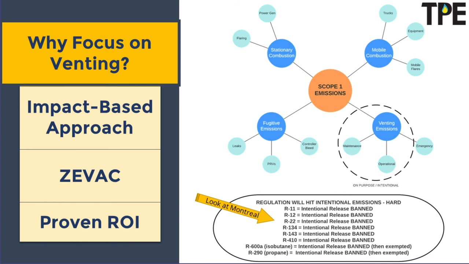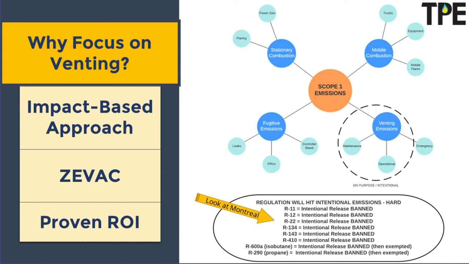So why are we focused on venting? We're not chasing leaks. And one of the big reasons is because we believe that of all the scope one emissions that are out there, venting is highly likely to be regulated and possibly banned. That's speculation on my part, but what we believe is that the emissions that come from power generation or vehicles or even leaks, while they're all going to be addressed and worked toward, it's very hard to at the same time allow intentional releasing, right?